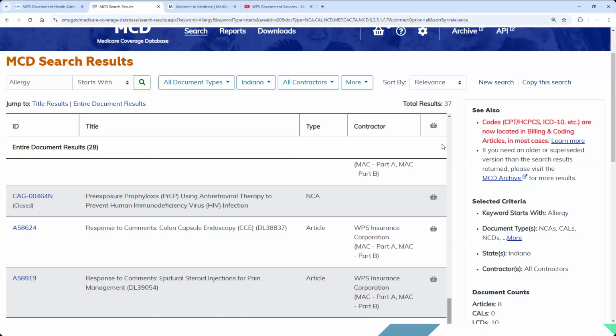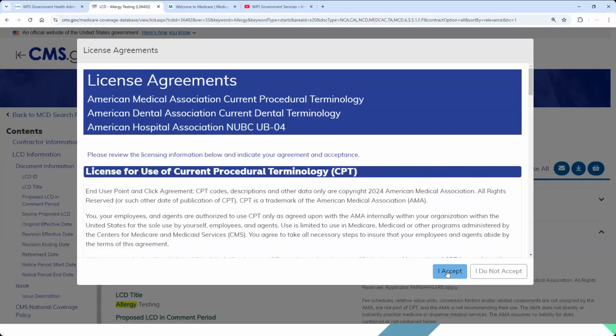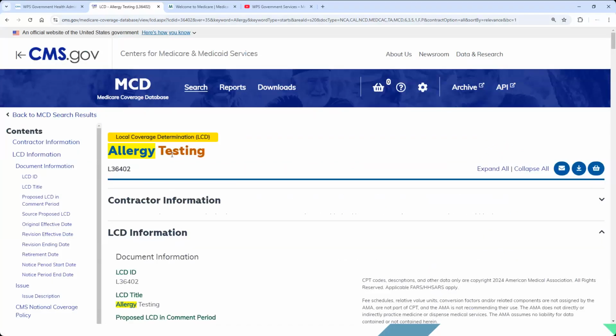I was asked in particular to look at or to explain a little bit about an LCD and some of the layout. I will do that, and then we'll go on. So we're just going to use the allergy testing one. I could use the allergy immunotherapy. All LCDs are basically laid out the same. On the CMS website, because these do use CPT codes or have the potential to use a CPT code, we want to make sure that we accept this description. Okay, here's the highlight of allergy, which is what we searched for.